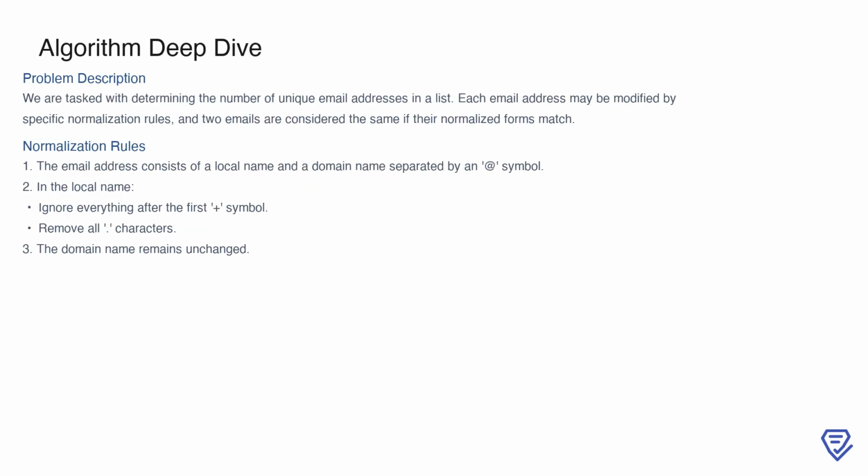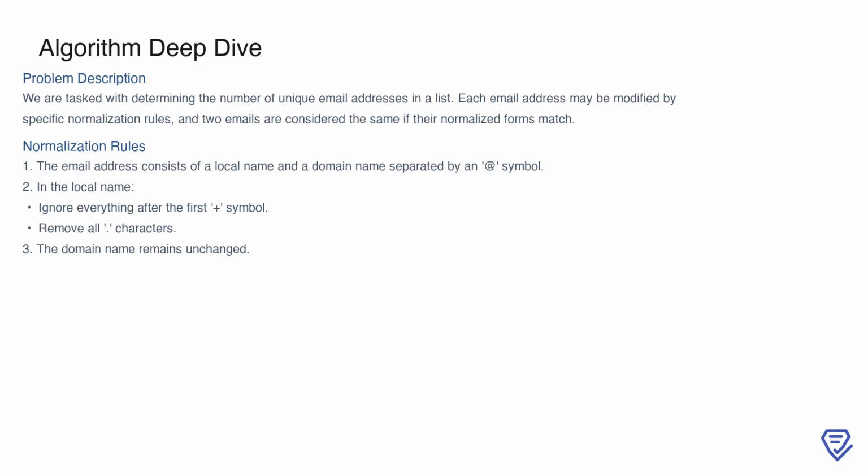In this problem, we want to determine the number of unique email addresses in a given list, but the challenge lies in the fact that some addresses may appear different at first glance but are actually considered the same after applying specific normalization rules. These rules focus on how the local name, which is the part before the @ symbol, is processed. First, anything after the first plus symbol in the local name is ignored, as it's considered irrelevant. Second, all dot characters within the local name are removed, as they don't affect the actual address. Importantly, the domain name, which is the part after the @ symbol, remains unchanged throughout this process.